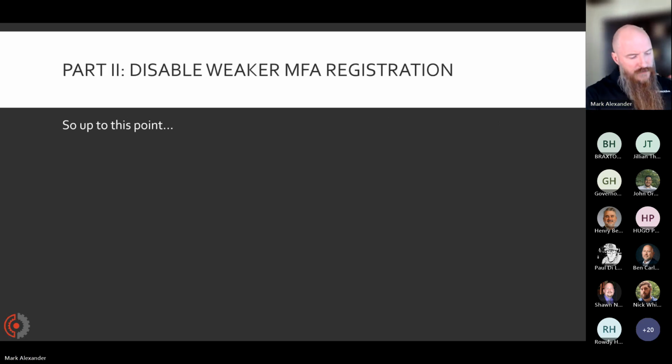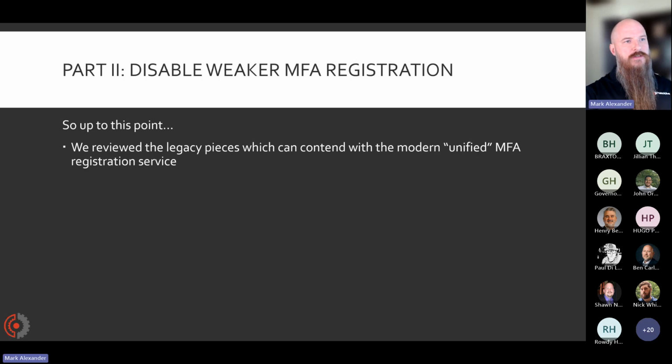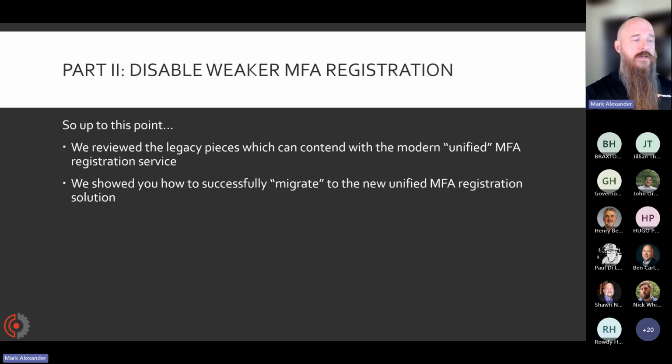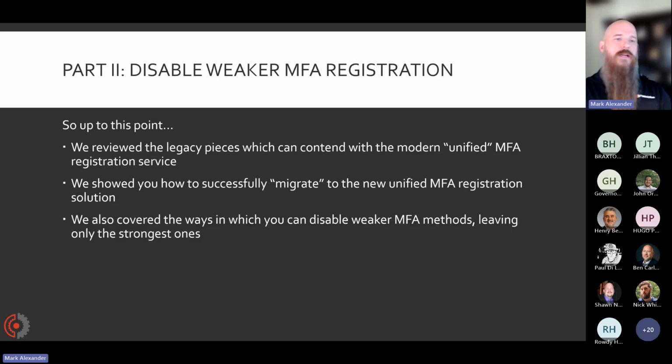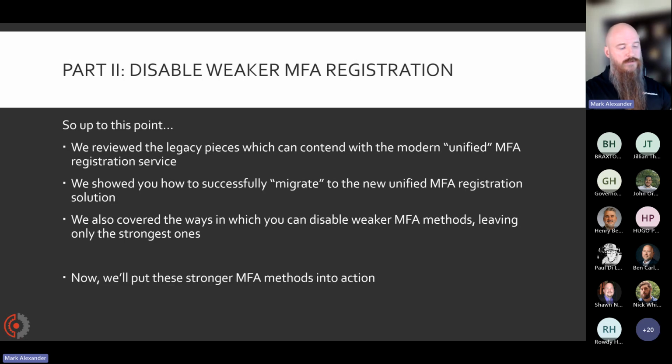So up to this point, we took a look at those legacy pieces which contend with the MFA registration service, that new unified registration service. And we showed you how to successfully migrate off of that and towards the new methodology. And then we also covered ways in which you can disable those weaker MFA methods, right? Leaving only the strongest ones. And then we talked about how we view what is weak compared to what is stronger. And so now what we'll do is we'll transition into putting these stronger MFA methods into action.